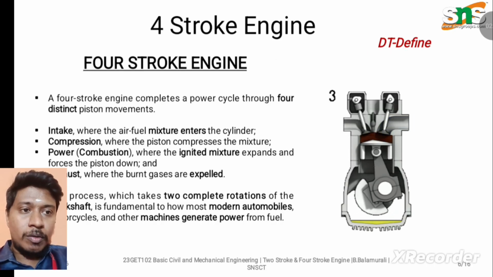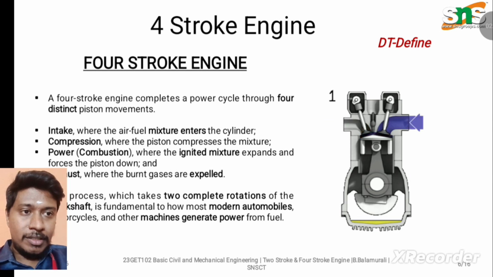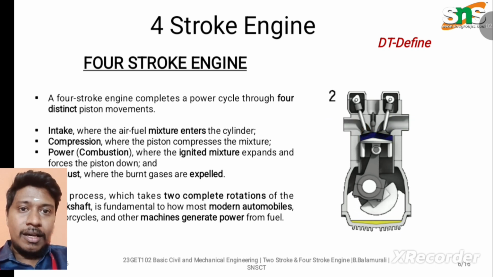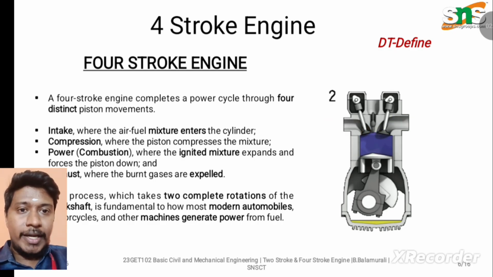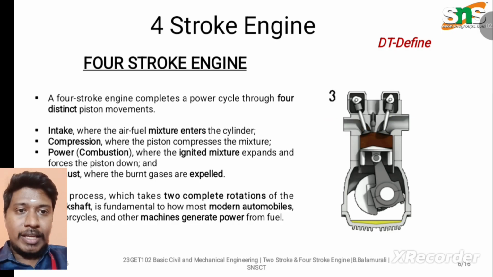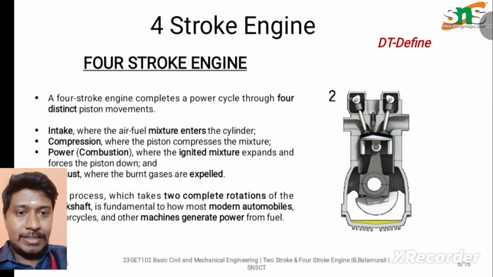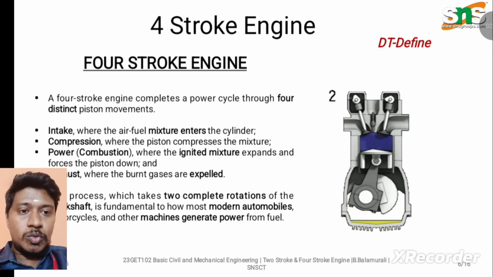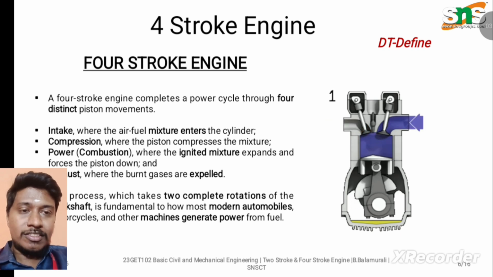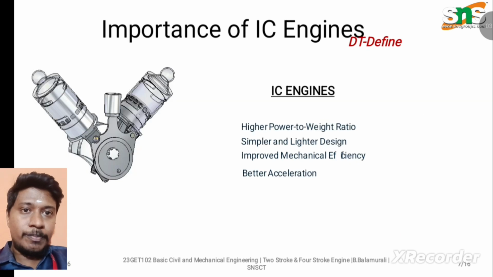A typical four-stroke working is displayed on the right side of the slide. You can see that a four-stroke engine completes a power cycle through four distinct piston movements. Intake, where the air-fuel mixture enters the cylinder. Compression, where the piston compresses the mixture. Power, where the ignited mixture expands and forces the piston to move down. And exhaust, where the burnt gases are expelled. In a two-stroke engine, the four processes are completed in one rotation. This is the difference between a four-stroke engine and a two-stroke engine.